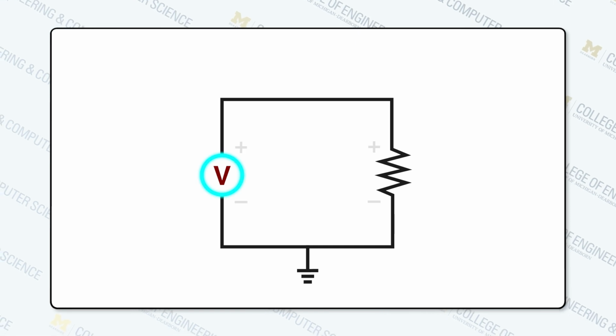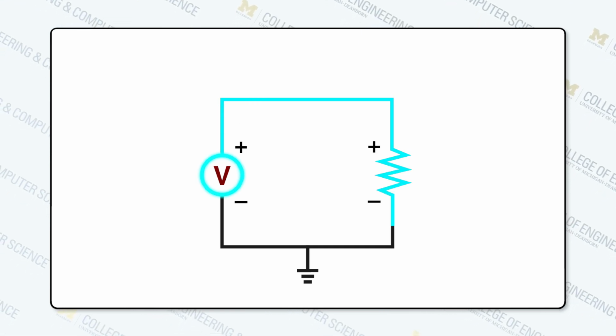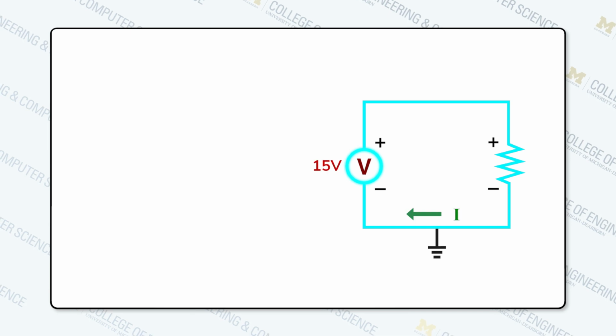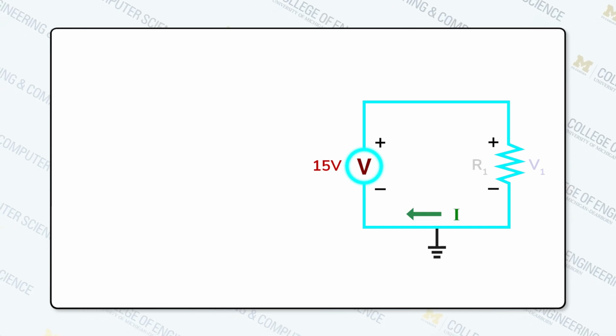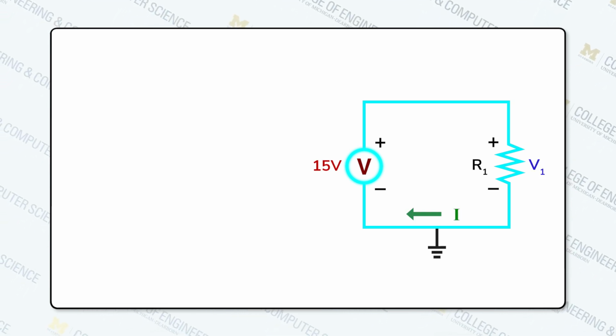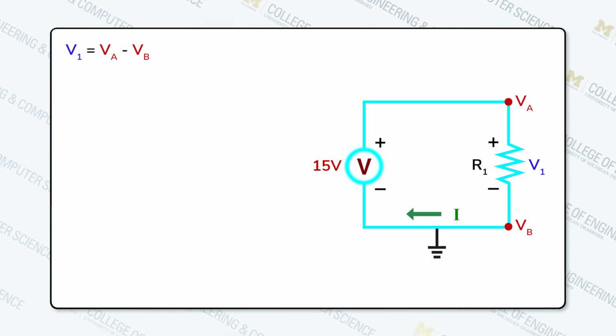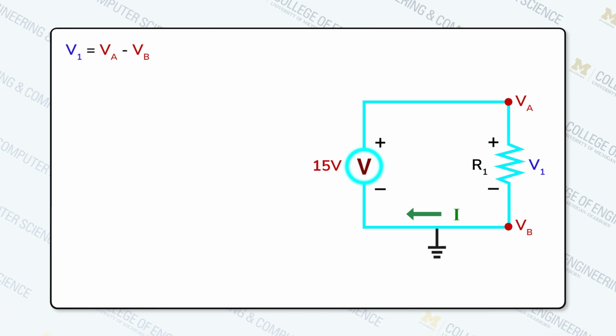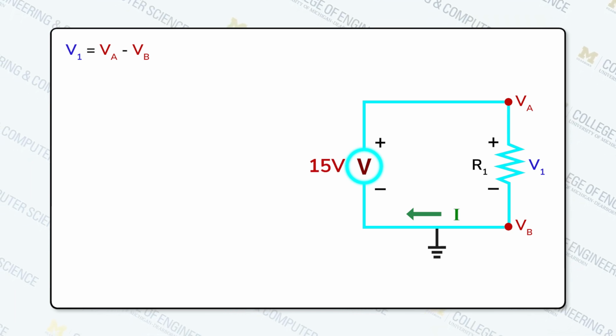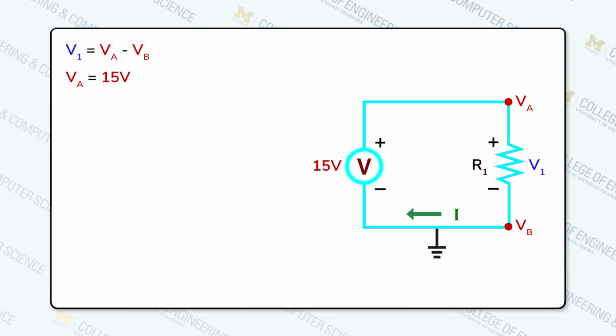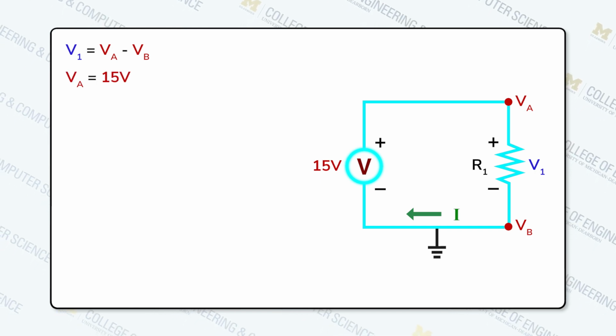With these rules in place, let's go through a simple example. First, we'll recognize that the voltage drop across this resistor can be measured using VA minus VB. Next, we can recognize that there are no elements between the voltage source and VA. So VA is equal to 15 volts.